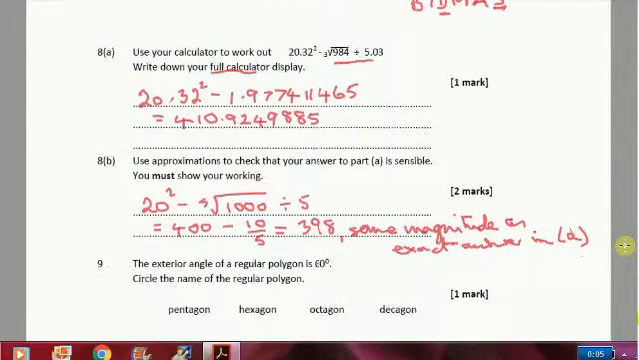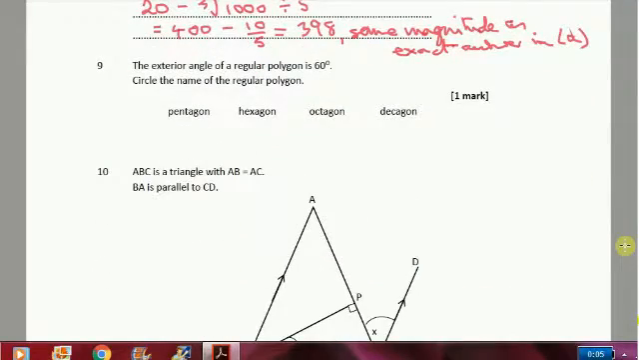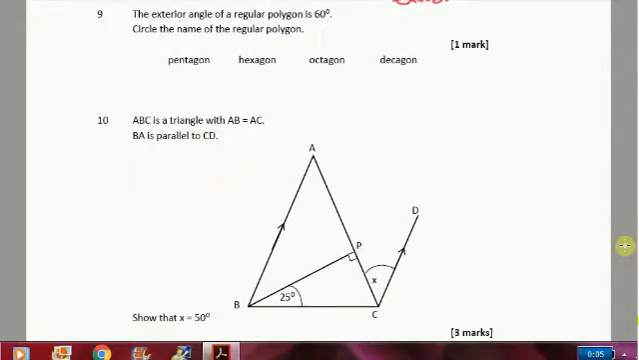So we move on to number 9. The exterior angle of a regular polygon is 60 degrees. Circle the name of the regular polygon. So a regular polygon, there's one side, the next side is there, the next side is there, and so on. And the exterior angle, which means the angle on the outside of the polygon at each vertex, is 60 degrees, we are told.